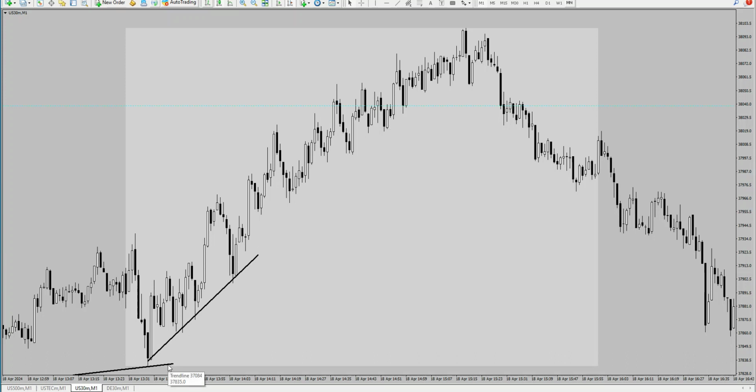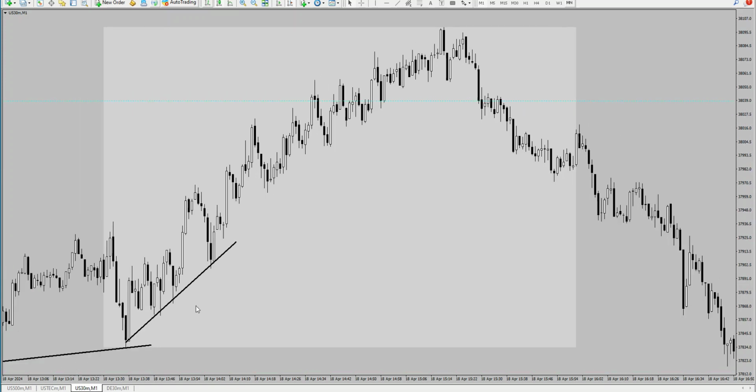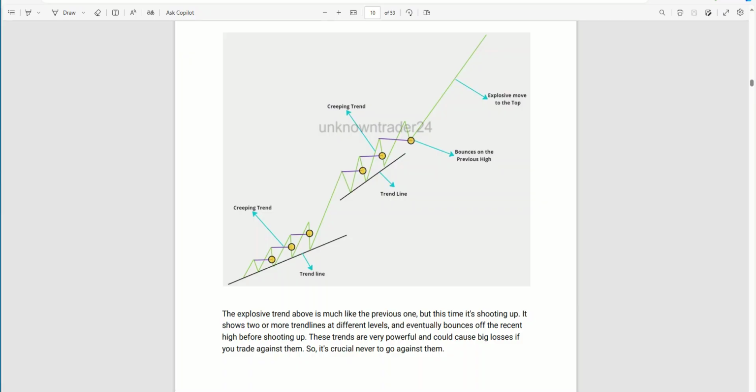So they gave you an explosive trend which also involved a creeping trend. So when things are like this, you can actually apply what we mentioned about creeping trends. Okay, let's go back to our playbook because there's something I want to show you again.